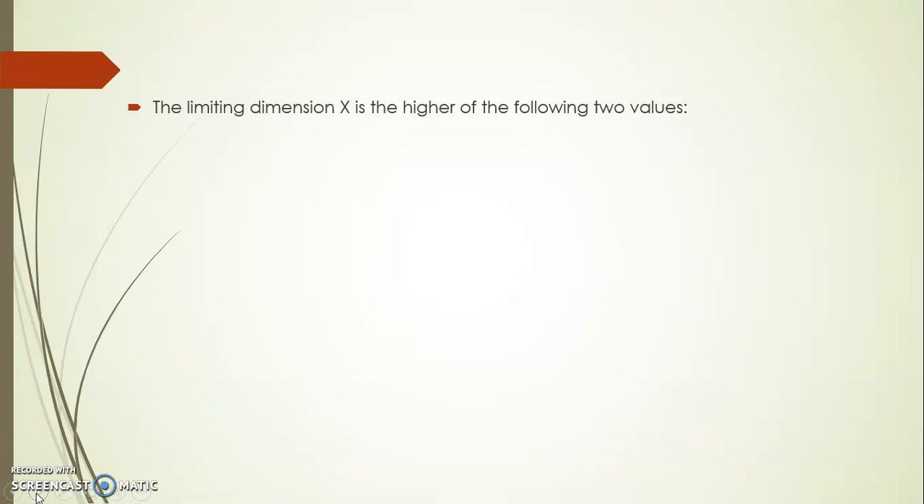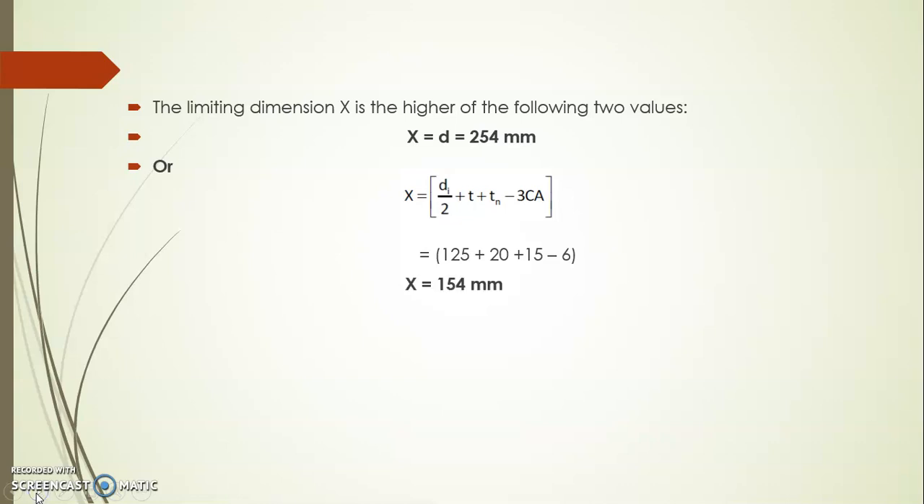The limiting dimension x is the higher of the following two values. First value, x is equal to small d, which is equal to 254 mm, or x is equal to 2 into bracket di divided by 2 plus tn minus 3 Ca. Substituting the values, x is equal to 125 plus 20 plus 15 minus 6. Therefore x is equal to 154 mm. Therefore comparing these two values, we will write x is equal to 254 mm.